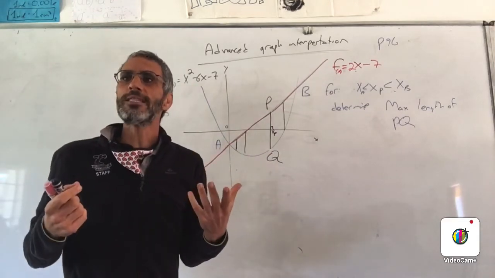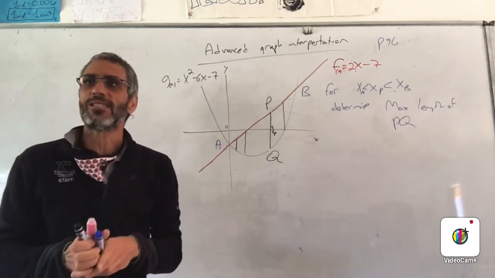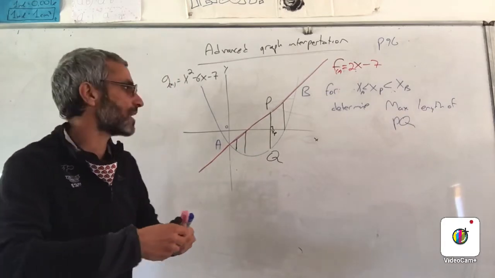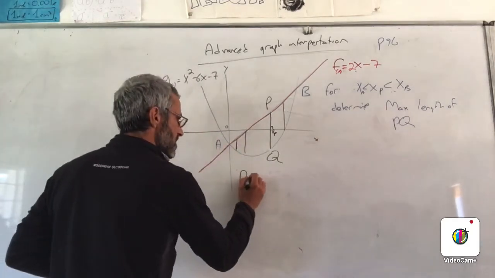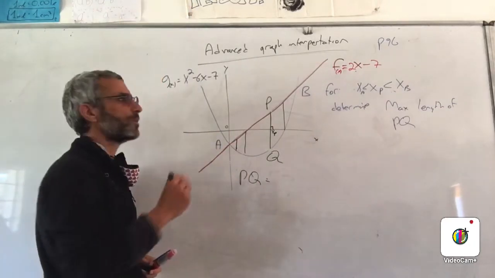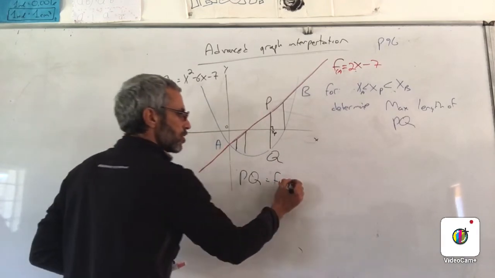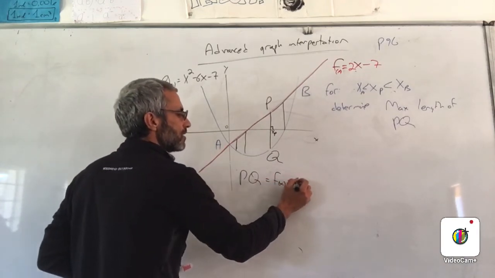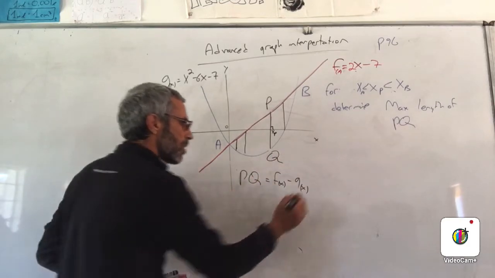Now, obviously, we won't get a number because we don't know what the x is, but the first step is to actually write down what it is equal to. So we're going to write down PQ is equal to. Which one is above? So which one should we put on top? f of x. So I'm going to write this bit first. It's going to be f of x minus g of x. You're not getting any marks here, but it's just to explain what we're doing.